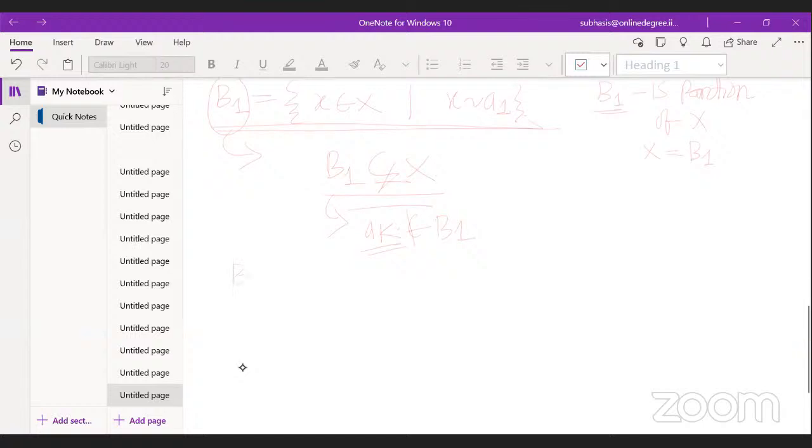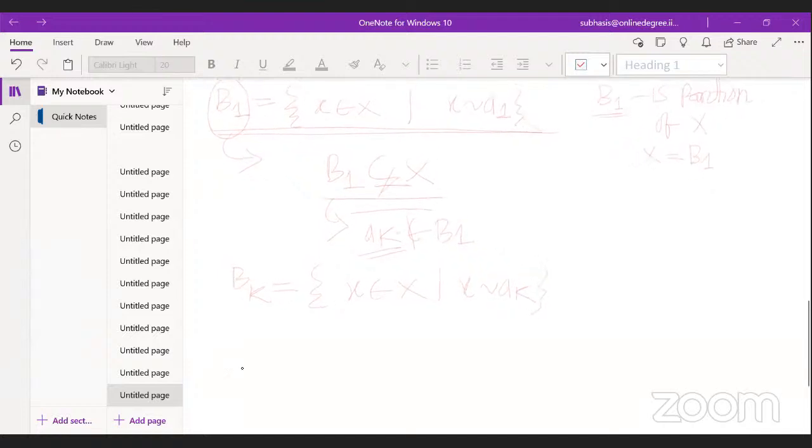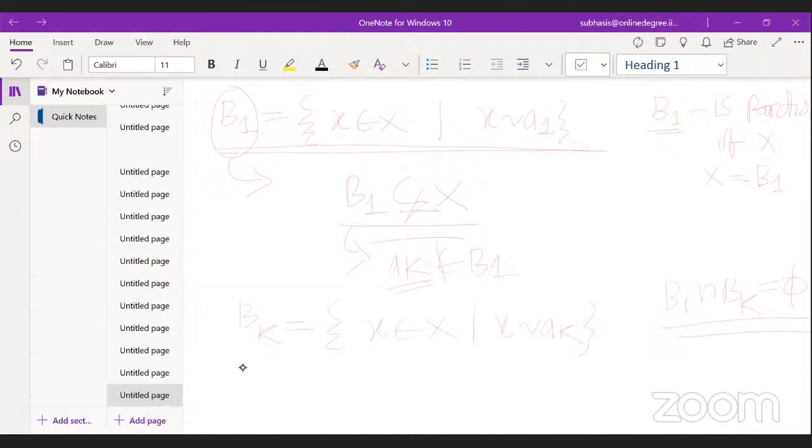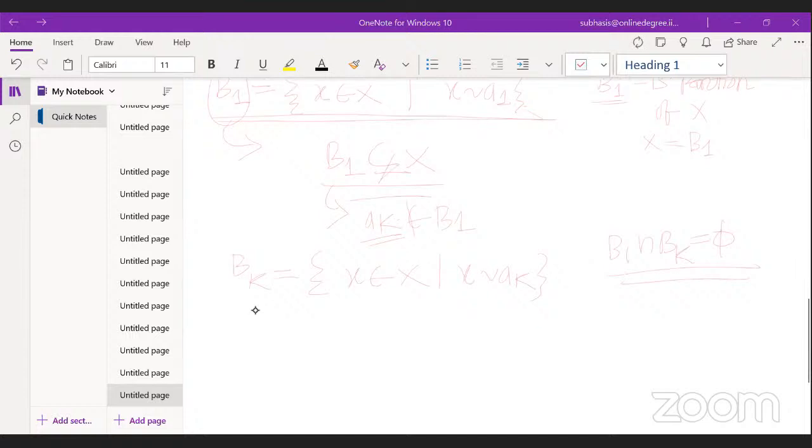Now you construct BK. Now you can see B1 intersection BK is empty, right? Because if there is an element in B1 and also that same element is in BK, then using the transitive property you will get that A1 is related to AK. But we are assuming something different. We are assuming that AK is not a member of B1.